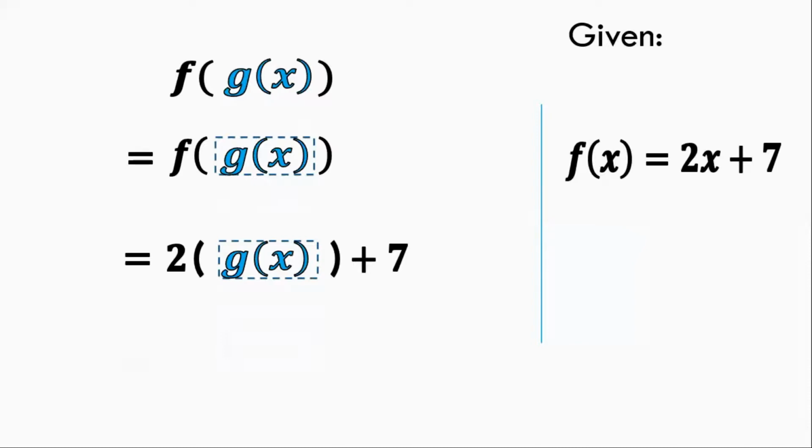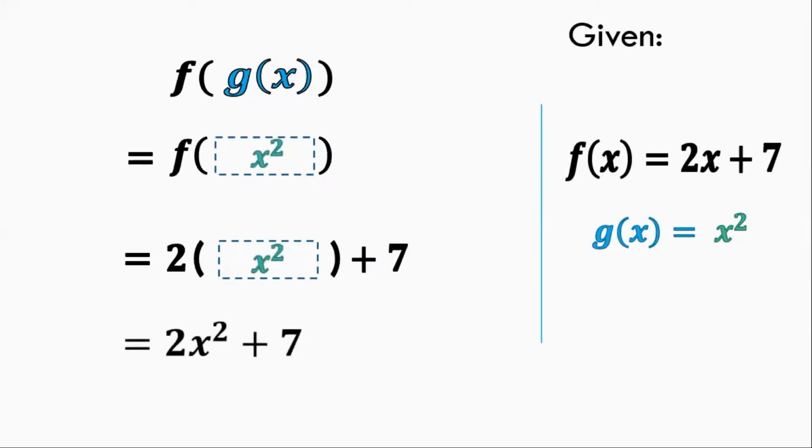So let's give ourselves a function to work with here. Let's say g of x was x squared. In other words, g says take whatever I give you and square it. Well, now I can replace my g of x's in the boxes with x squared. So at the end of all my work, f of g of x is 2x squared plus 7. This makes some sense. Remember I said we're going to do g, then f. So if you give me an x, I'm going to first square it, then I will double it and add 7.